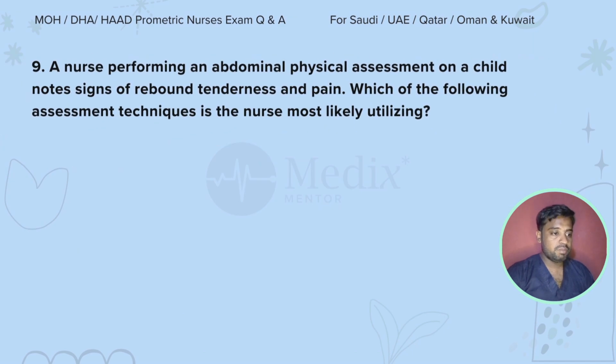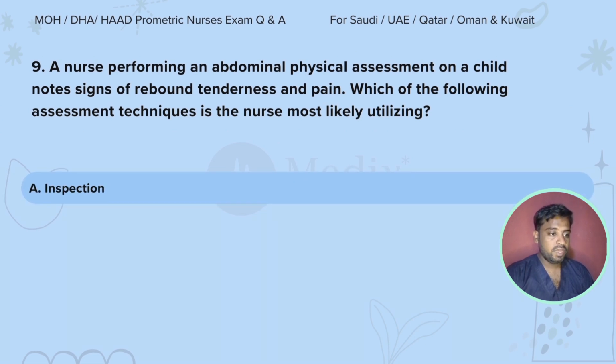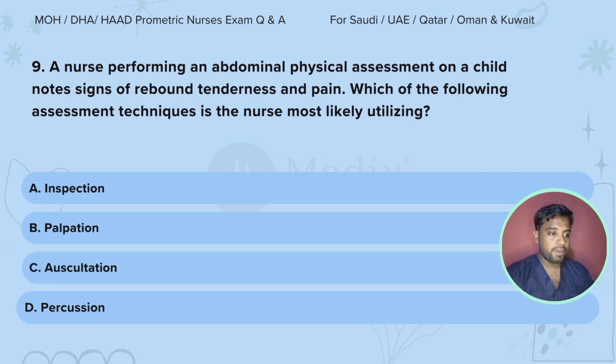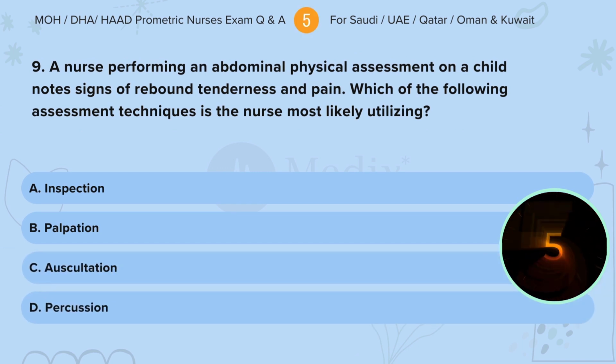Let's begin the question number 9. A nurse performing an abdominal physical assessment on a child notes signs of rebound tenderness and pain. Which of the following assessment techniques is the nurse most likely utilizing? A. Inspection. B. Palpation. C. Auscultation. D. Percussion.